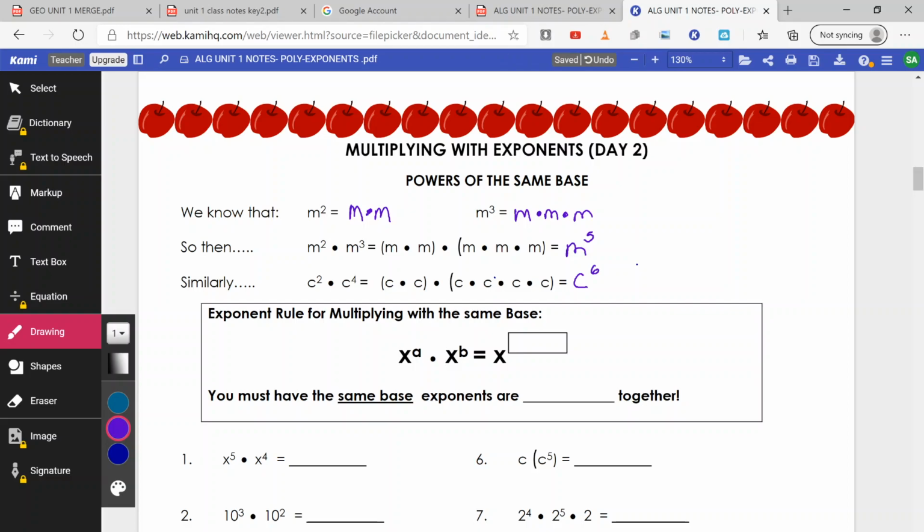Basically, what we are doing is we are adding the exponents. So if we have the same base being multiplied, we are going to add the exponents. So x to the a times x to the b really ends up being x to the a plus b, whatever it happens to be. So up here it was 2 plus 3 gives me 5. The c's, it was 2 plus 4 gives me 6. So if we have the same base, in this case it was x, we are going to add our exponents together.